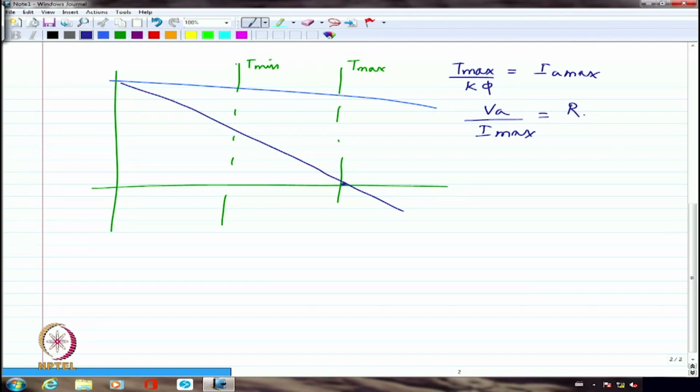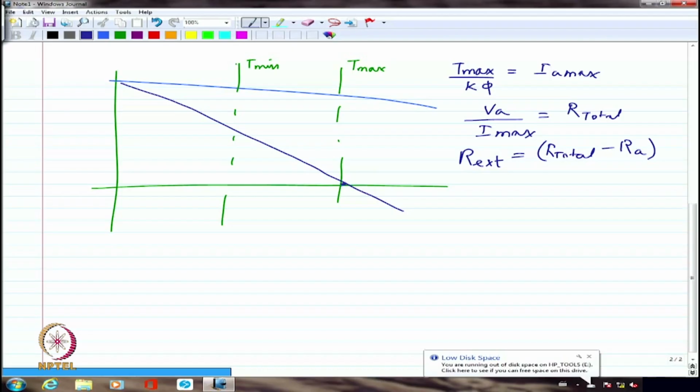So I would say this is R total. R total minus RA will be the R external to be included. So I can decide how much external resistance I need to include in my starter circuit. So you are going to have this as the R external value. Fine. So I may choose to include this R external in maybe 4 or 5 steps.